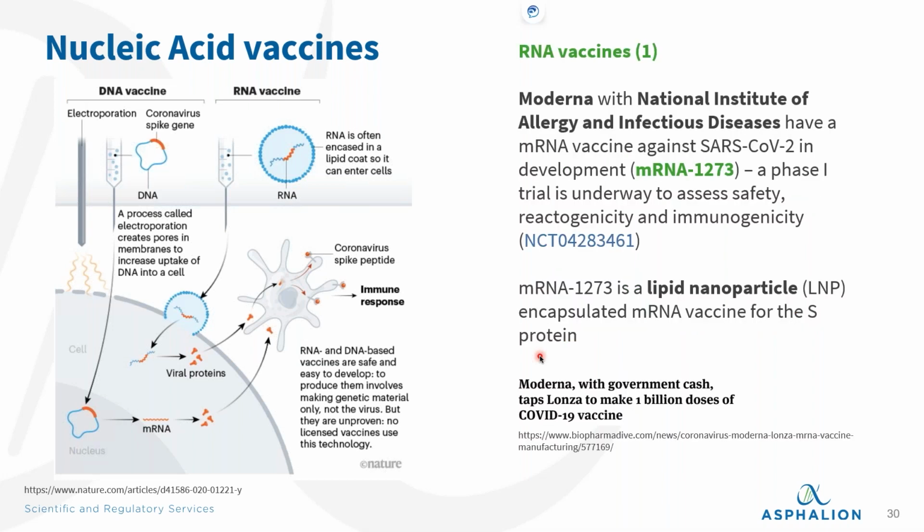So the RNA vaccines, the principle is the same. The nucleic acid forms the vaccine, is introduced, and then produces the viral proteins once in the cell, and then hopefully these viral proteins produce the immune response. And one of the most headline-grabbing trials underway at the moment is the one with Moderna, in collaboration with the National Institute of Allergy and Infectious Diseases in the United States, and they have an mRNA vaccine against SARS-CoV-2 in development.